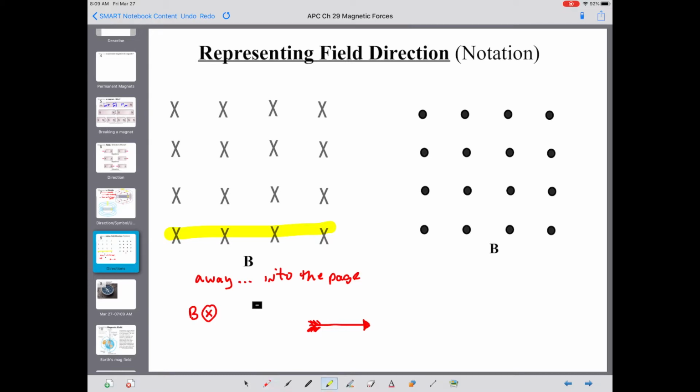On the other side, my dots that we have here, that would be like the tip of the arrow coming at you. And so this would be toward you, or out of the page. So if I was denoting a magnetic field coming straight out, B and a dot next to it, and again sometimes you'll see a circle around that dot.